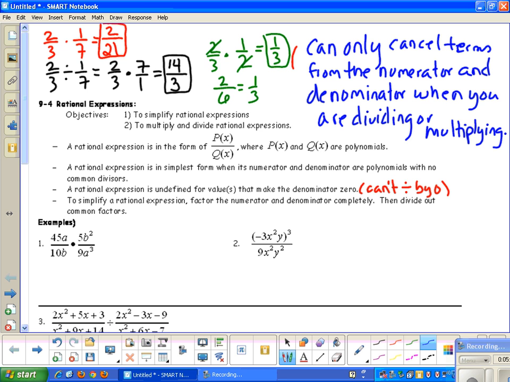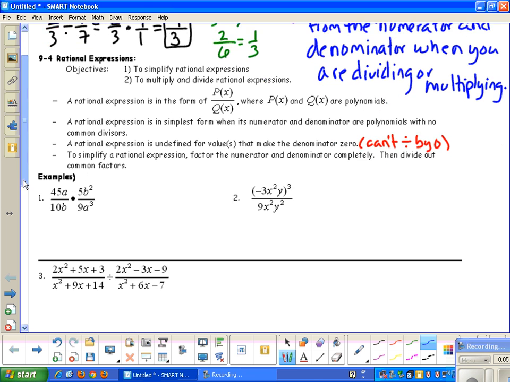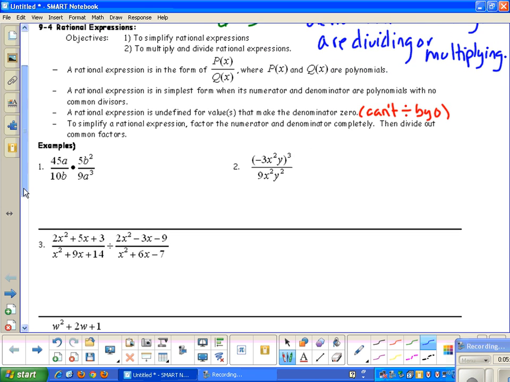So again, remember, it does not work for addition and subtraction, but we're not going to be doing that right now. We're just going to focus on multiplication or division. So let's go ahead and take a look at this first one. For number one, we have a polynomial divided by a polynomial, and we're multiplying the two.